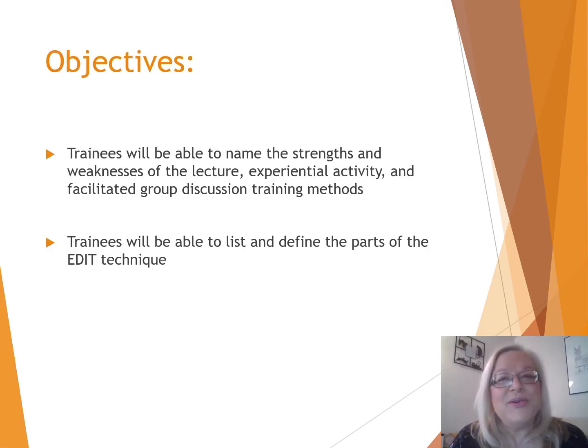As we always do in these video lectures, I'm going to start with objectives. My objectives for you at the end of this lesson is that you'll be able to name the strengths and weaknesses of the lecture, the experiential activity, and facilitate a group discussion for training people and teaching people about why they should register in these courses and how to go about registering in these courses. So we're going to look at those different ways of getting that message across.